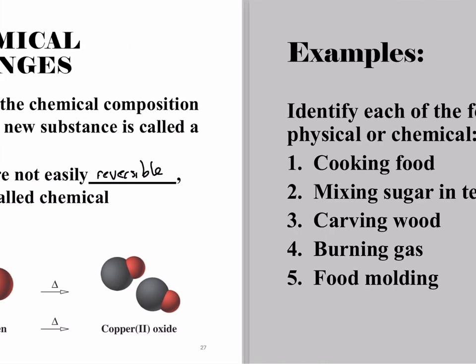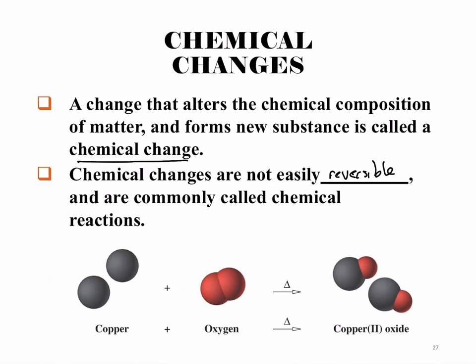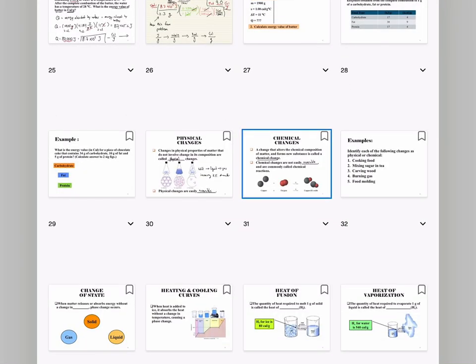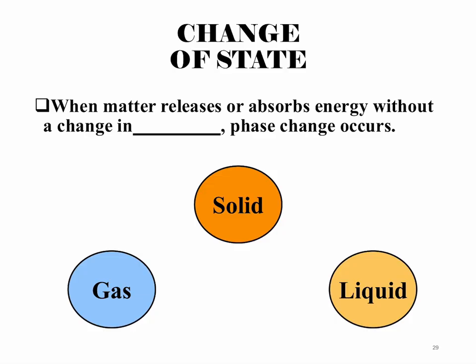All right, so those are chemical changes. And then we've talked about some examples of those. We already went over those. And so this, going back to physical changes now, we can undergo a change of state. And so what happens in a change of state is that the matter releases or absorbs energy without a change in temperature.